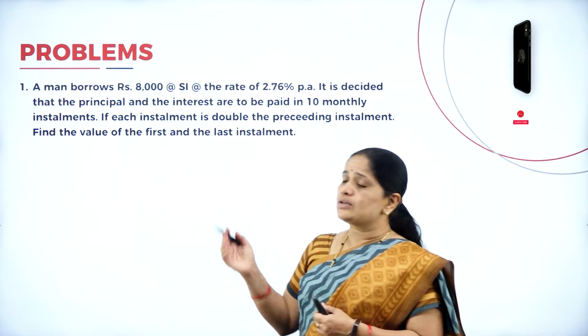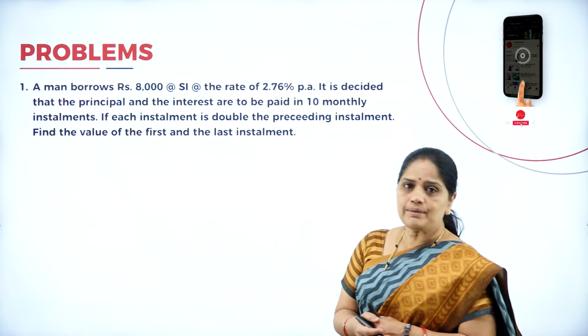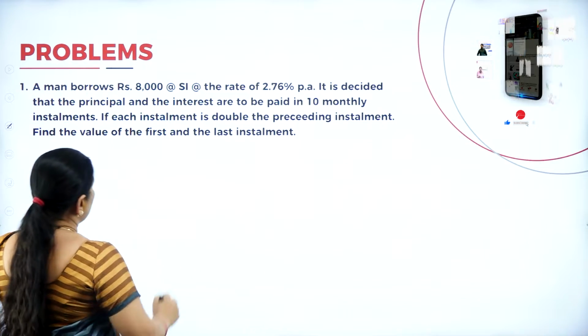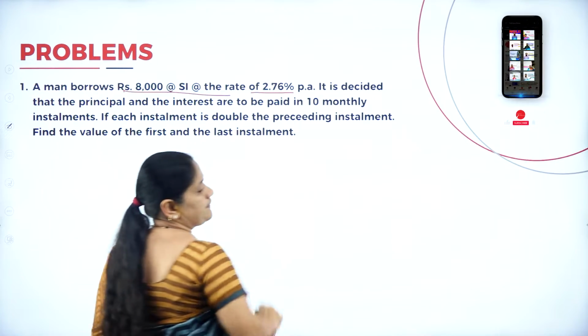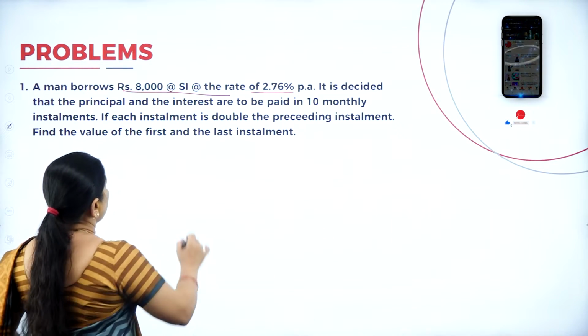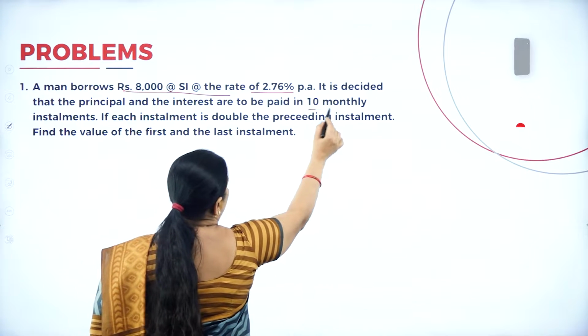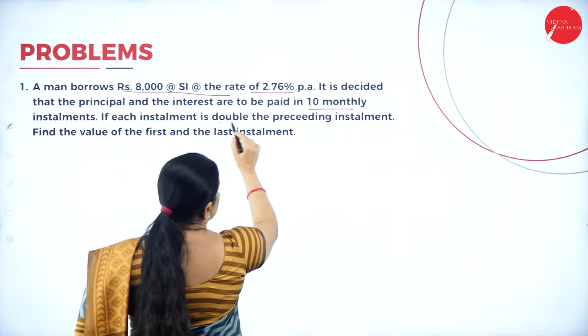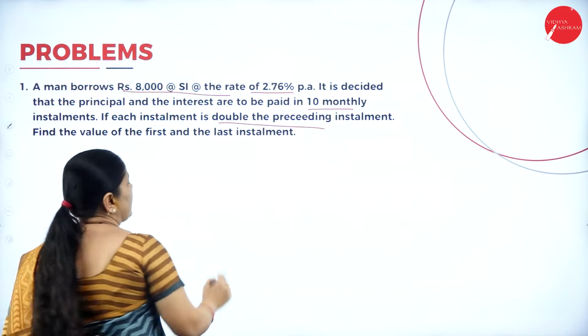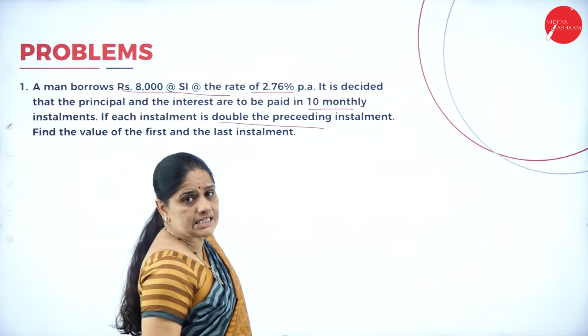We will be working out some more problems on geometric progressions. So, a man borrows rupees 8,000 at simple interest at the rate of 2.76%. It is decided that the principal and interest are to be repaid in 10 monthly installments. If each installment is double the preceding installment, find the value of the first and the last installment.